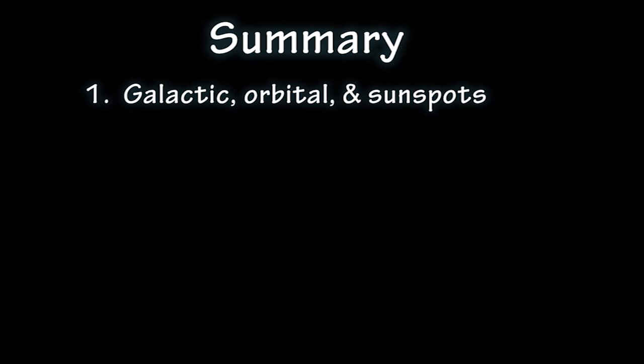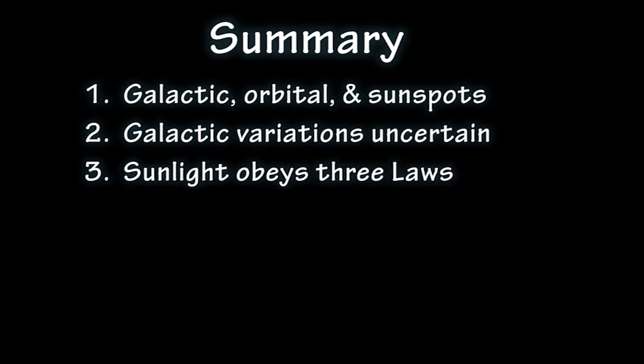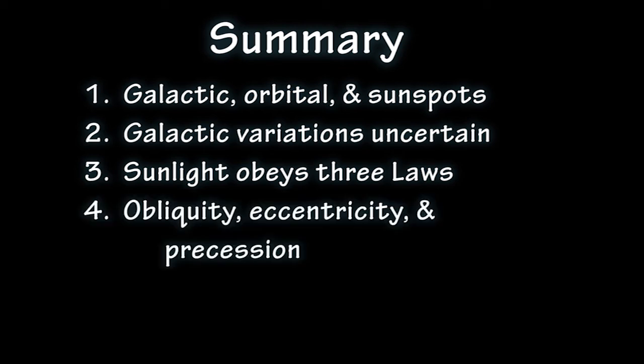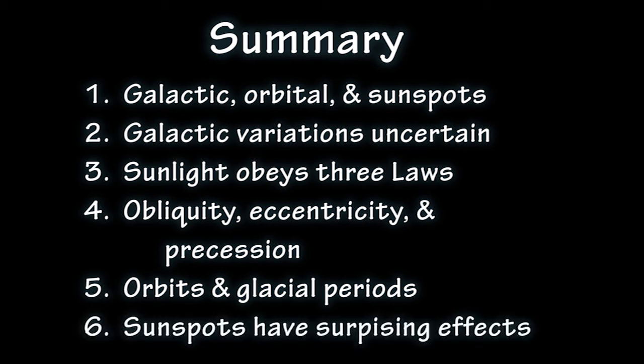Its major points were: number 1, external forcing factors include galactic variations, solar orbital variations, and sunspots. Number 2, galactic variations occur over hundreds of millions of years, and thus are uncertain. Sunlight impinging on Earth depends on the cosine law, Kepler's second law, and inverse square law. Sunlight varies with obliquity, eccentricity, and precession of the solar orbit. Number 5, solar orbital variations may explain glacial and interglacial periods. Lastly, number 6, sunspots have a surprisingly strong influence on climate.